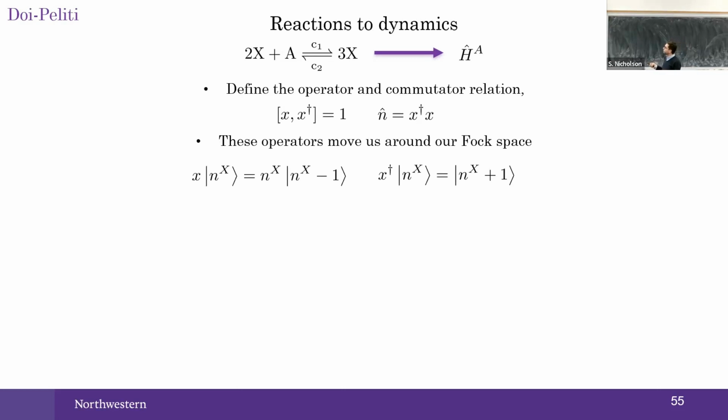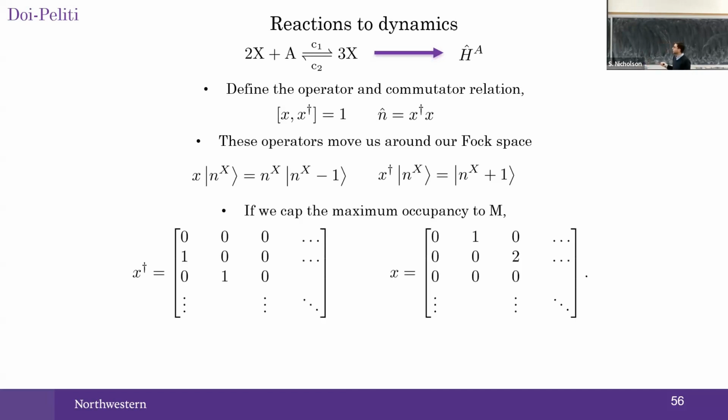So if I have X and it acts on some Fock vector, what's it going to do? It gives me a number out front, which is the number of molecules this vector accounts for, and then it moves me down one Fock vector, to the minus one. But now notice what happens when I act with X dagger. I don't get a number out front anymore. Well, I do, it's a 1, but I move to the X plus 1. This is one of the differences between this Doi-Peliti representation and the normal quantum harmonic oscillator: these are not conjugate transposes of each other like you have in the quantum case.